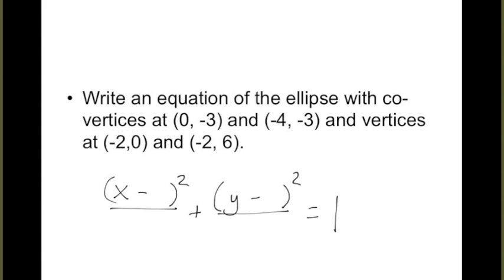Again, it's not totally necessary to plot it, but for me, I think it's easiest to plot it. So we're going to go ahead and plot these out. So we have covertices at 0, -3 and -4, -3. We have vertices at -2, 0, and at -2, 6.